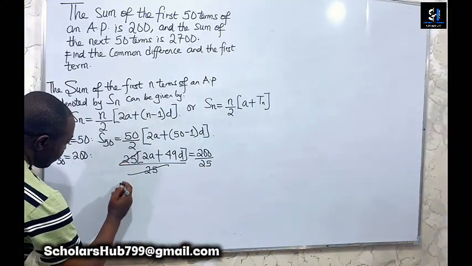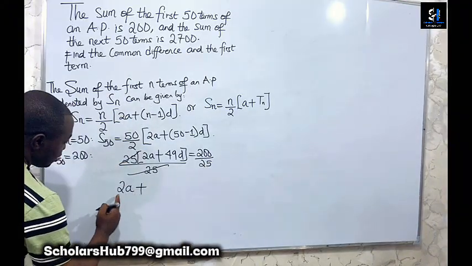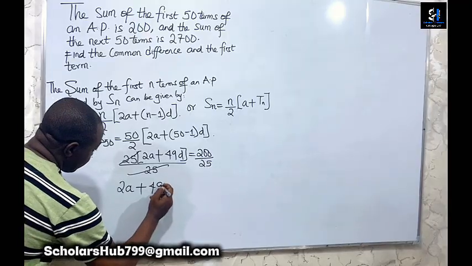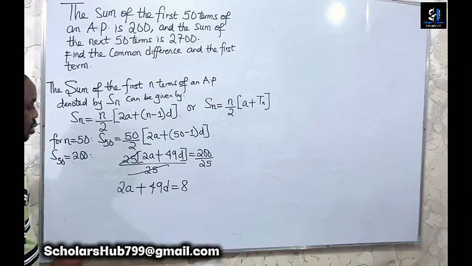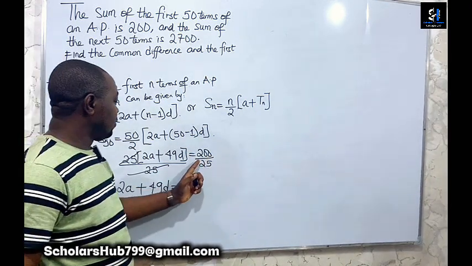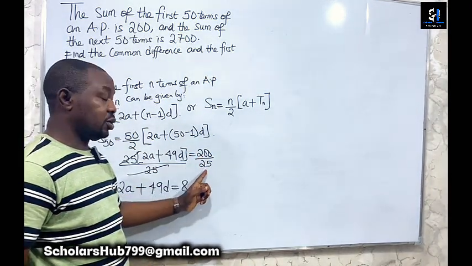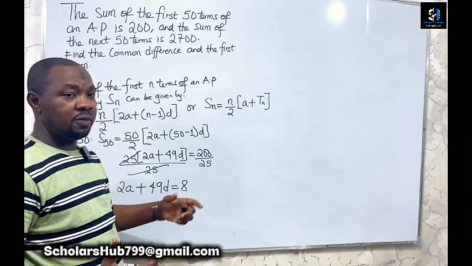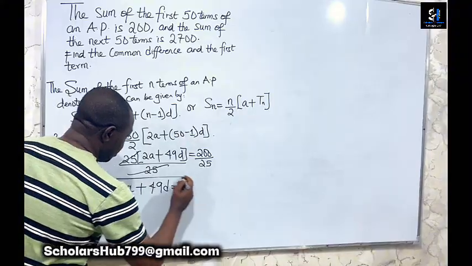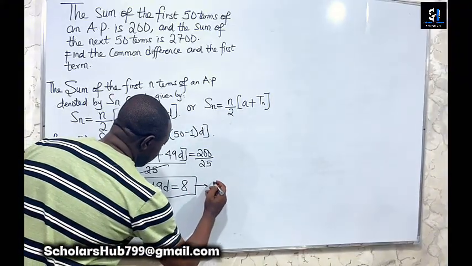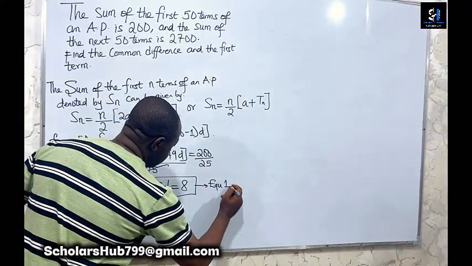Now in this case I'm going to divide both sides by 25. Dividing both sides by 25, the first equation will be 2a plus 49d equals 8, because if we divide 200 by 25, 25 in 100 is 4, so in 200 will be 8. So this is equation 1.